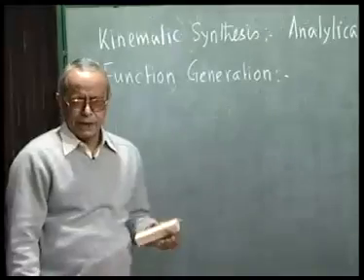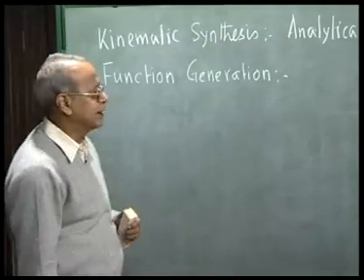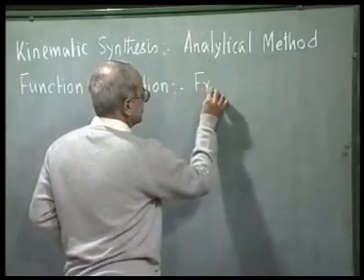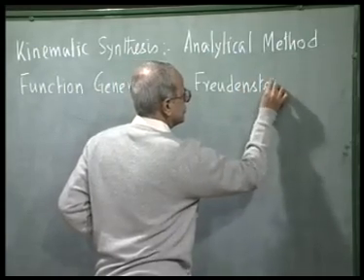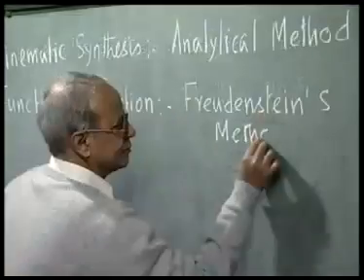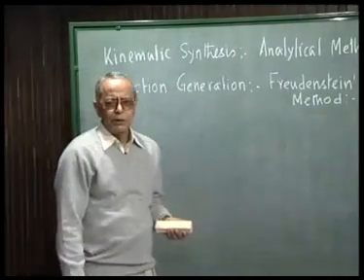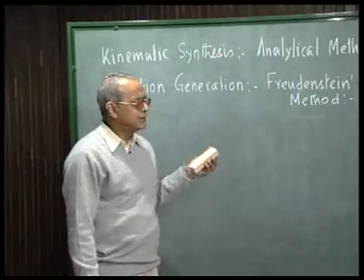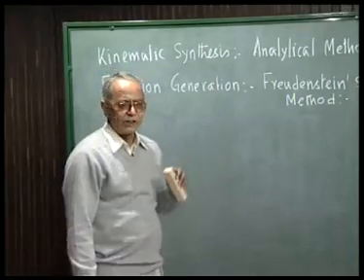There are various analytical methods for function generation, but we shall discuss only one such method, which is known as Freudenstein's method. As an example, we take a 4R linkage function generator and show how to design, that is, how to get the link lengths for generating a prescribed function.